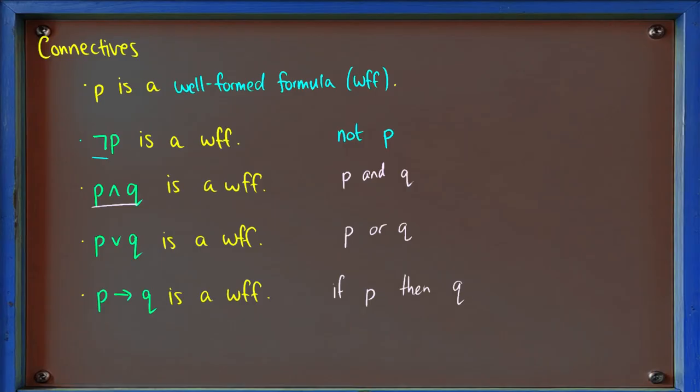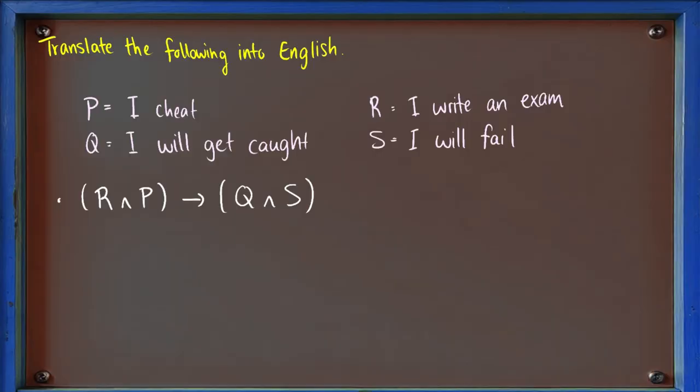So if we have a proposition, we can do not P, we can do P and Q, we can do P or Q, and then we can also do if P, then Q. And when we get to the truth tables video, we'll learn about the truth conditions of each of these and how the truth output changes depending on the truth value of the proposition. But for now, I just want to focus on translating these into English. So here is a key of propositions, and here is a well-formed formula. And I'm saying translate the well-formed formula into English.